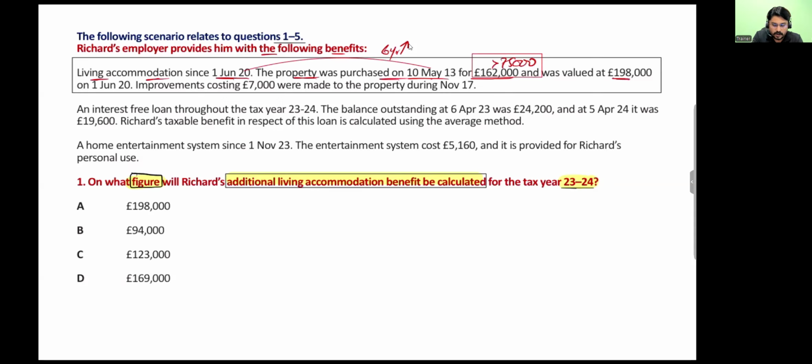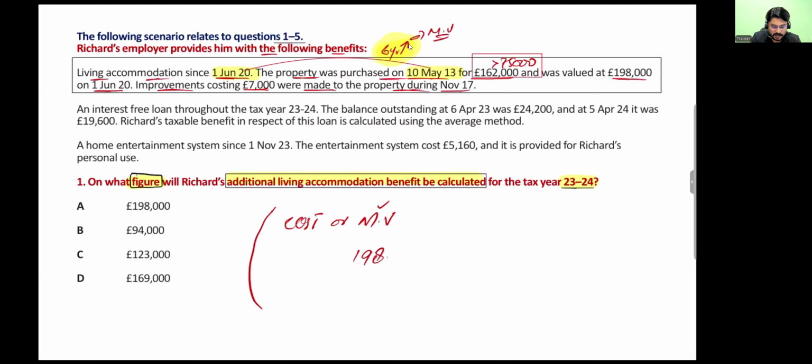The market value of the property was 198,000 on the date when it was given to the employee. On 1st June 2020, the market value of the property was 198,000. Improvements costing 7,000 were made to the property during November 2017. If you remember, for the calculation of expensive accommodation benefit, we need to select either cost or market value, and this depends on the 6-year rule. If the property purchase date and the date when it is given to the employee are more than 6 years apart, in that case we would be taking the market value in the calculation.